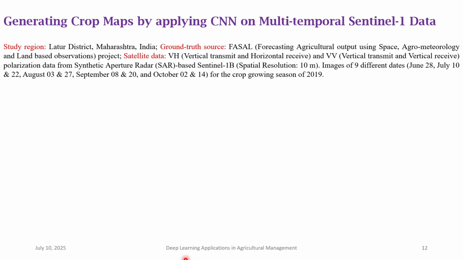And so for supervised classification, what we require is at least for some locations, we should know what is the crop that is already grown there or being grown there. And for that, we refer to in remote sensing terminology as ground truth. And that ground truth came to us from one major project taken by the Indian Agricultural Research Institute, called Fasal. Fasal itself in Sanskrit or Hindi word means crop yield. So Fasal is an acronym standing for Forecasting Agricultural Output Using Space, Agrometeorology, and Land-Based Observations.